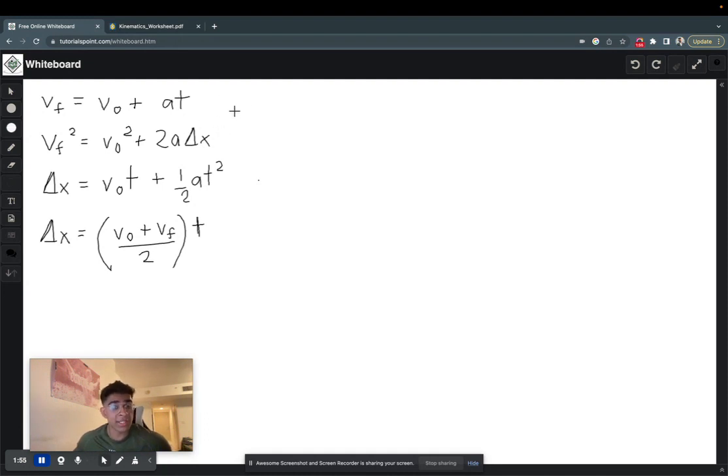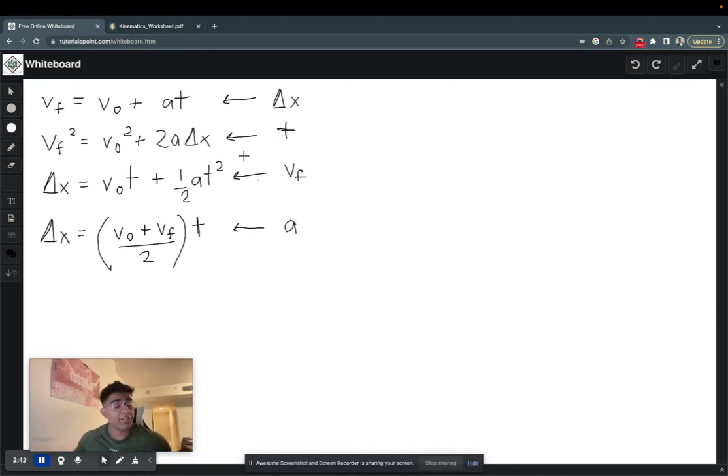Basically, in each one of these equations, the most important thing to notice is that each one is missing one of the main variables, meaning that equation is independent of it. So let's take a look at this first equation. It's independent of displacement. The second one is independent of time. The third one is independent of the final velocity. And our last equation is independent of the acceleration. And when we get to solving problems, I'll share why this is important.